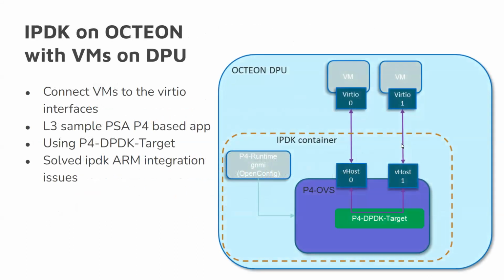We started with IPDK running on the Octeon ARM cores. Basically, we took the IPDK demo as it's running on a host and duplicated it on the ARM platform. The IPDK demo contains P4-OVS, which runs the P4 application with the P4 DPDK target. It exposes virtio interfaces that in this case attach to virtual machines and forward traffic between them. In this step of the POC, we also solved a few ARM integration issues and upstreamed them.